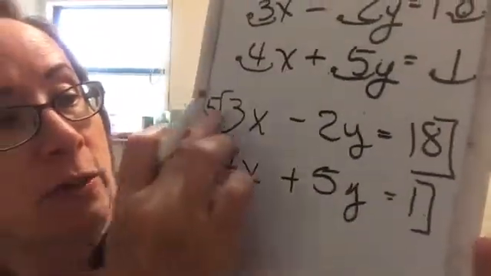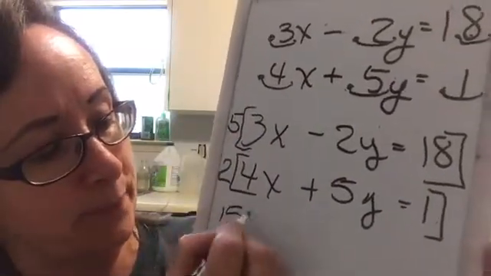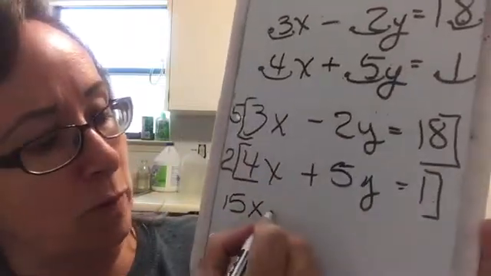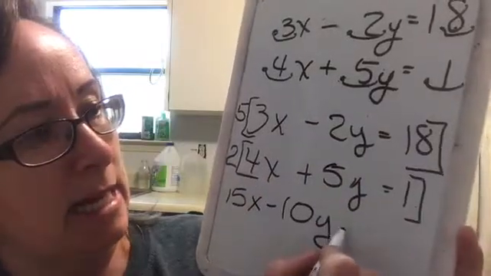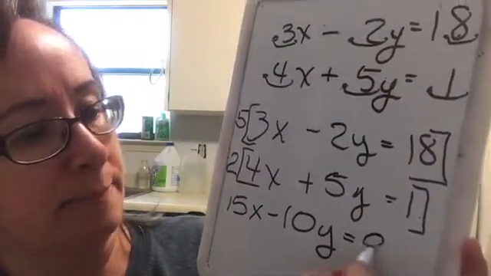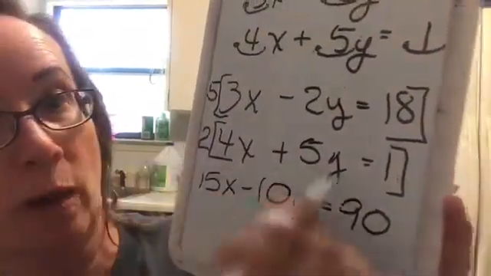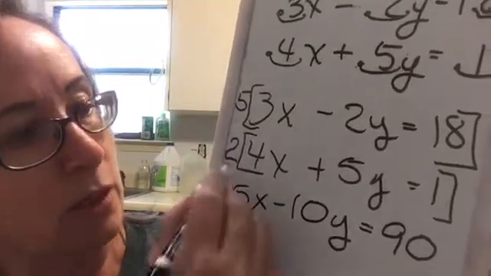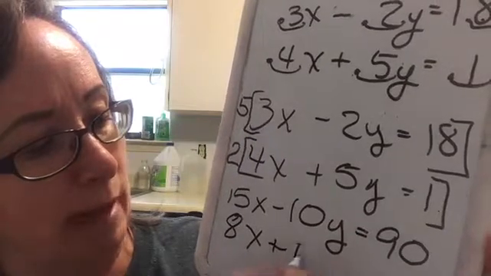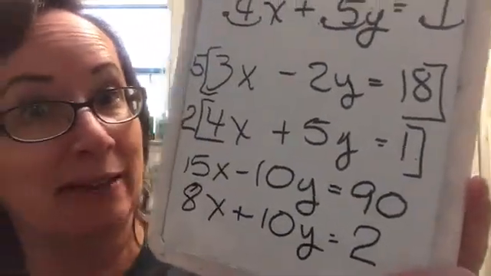I'm multiplying each equation by what I need it to be multiplied by. So now this first equation, I'm going to multiply by 5. 5 times 3x is 15x. 5 times a negative 2y is a negative 10y. 5 times 18 is 90. Okay? So now I'm going to multiply the 2 all the way across the bottom equation. So 2 times 4x is 8x. 2 times 5y is 10y. And 2 times 1 is 2. I'm ready to eliminate those y's.